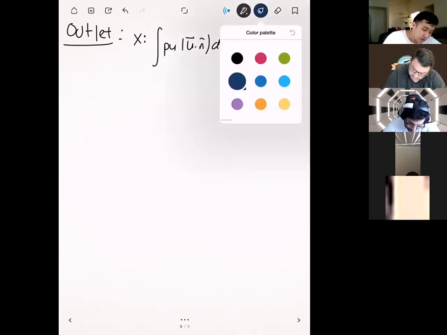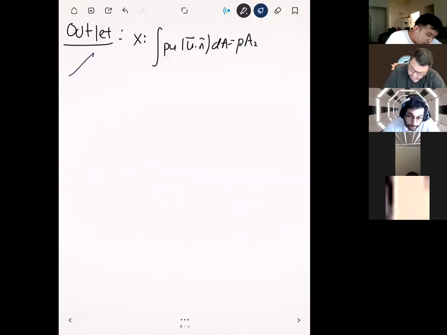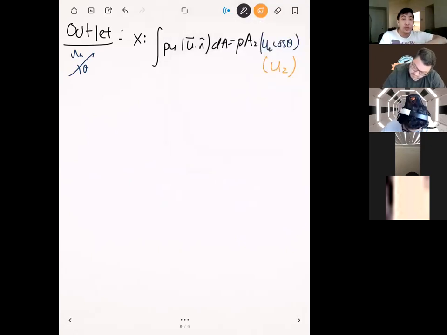Remember, our outlet has a velocity stream that looks like this, at an angle theta. And so the x component of that is going to be U2 cosine of theta. And then for our carrying velocity, we're just going to take the magnitude of this velocity stream, which is U2, and since it's an outlet, we're going to make it a positive U2.